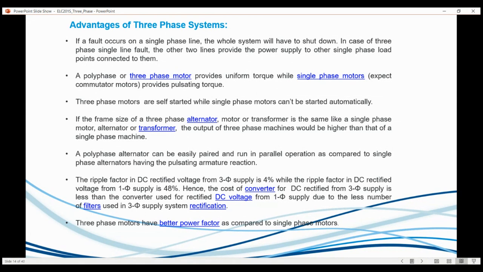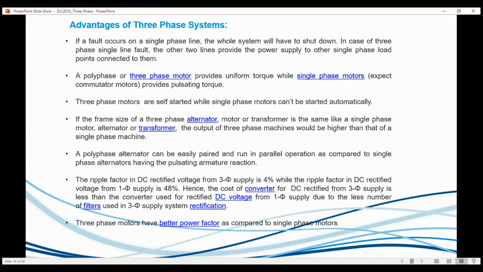Obviously, we heard about single phasing. In three-phase motors, the motor can still run in that setting, but in a single-phase setting, that's not going to happen. And then lastly, I would like to make a special point right at the end that three-phase motors have better power factors than single-phase motors.